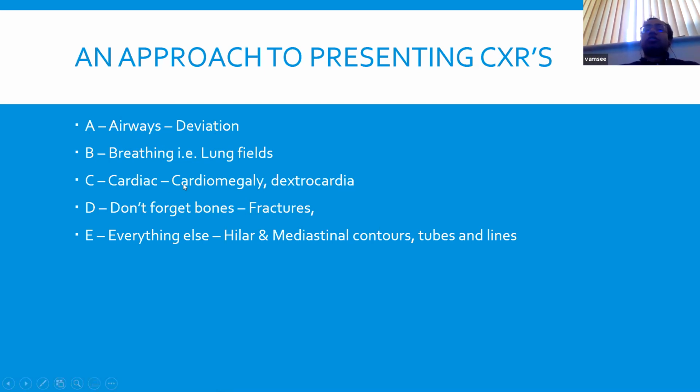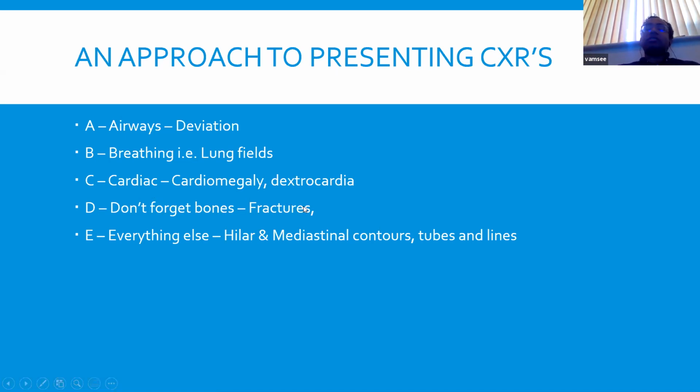C is your cardiac shadow: see if there's cardiomegaly, and see if there's dextrocardia, which is just the heart being on the right-hand side as opposed to the left-hand side. Also refer to the heart borders, and see if there's any pathology behind the cardiac shadow, which is something we'll talk about. D, I just refer to as the bones, because I always seem to forget about the bones, so I just label those: don't forget about the bones.